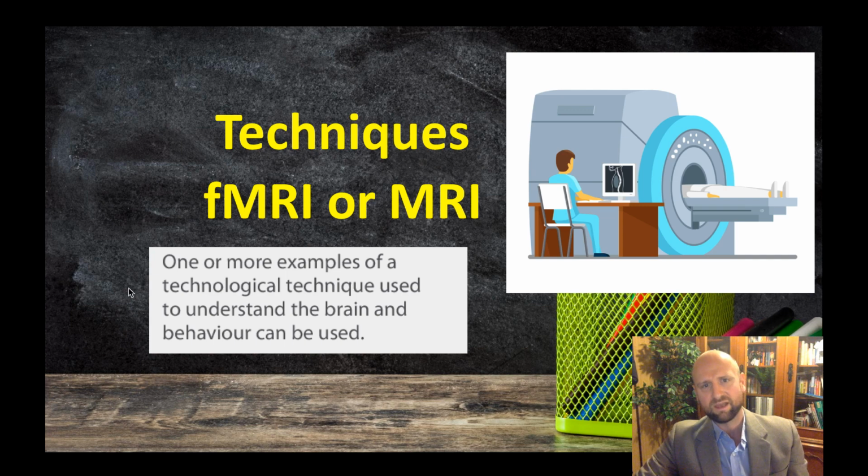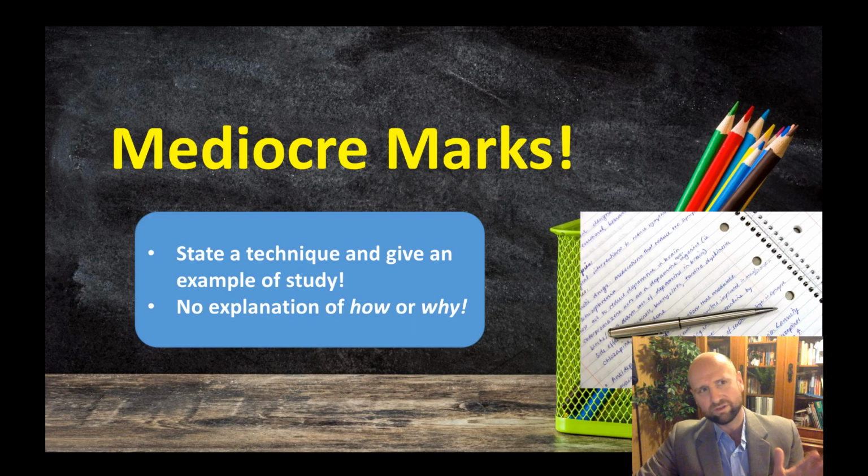Now, if you're looking for a 4 or 5, all you need to do is state the technique and give an example of a study. You can say fMRI is used to study the brain. Here's an example of a study. You're probably on track for an IB4.